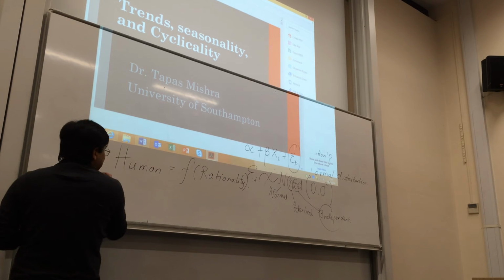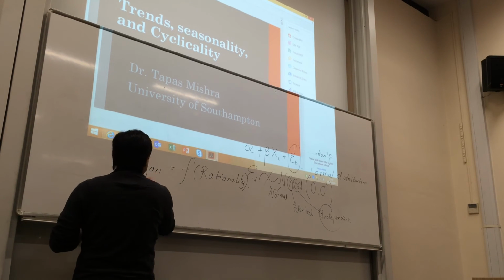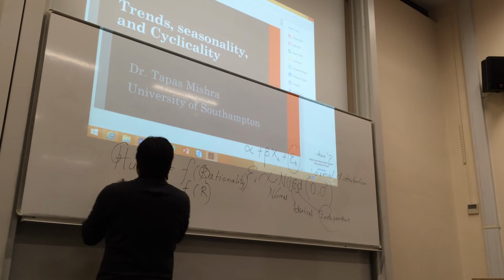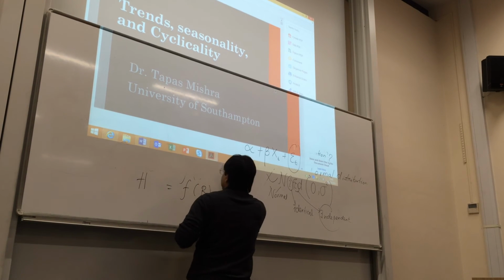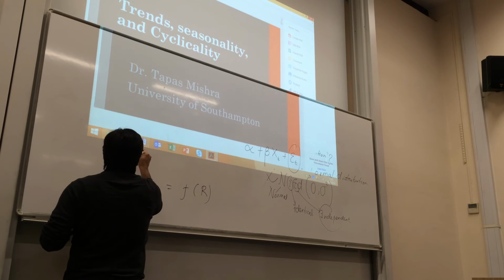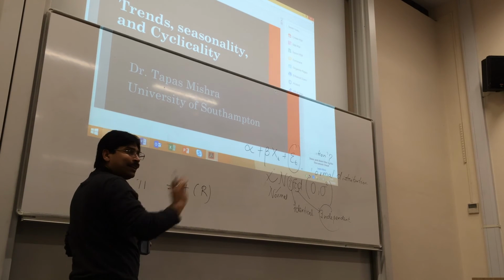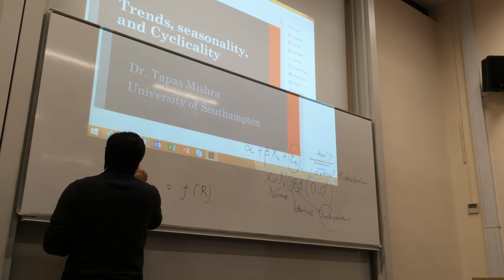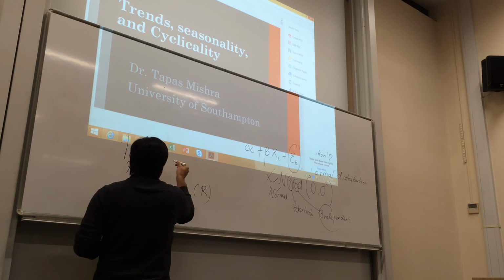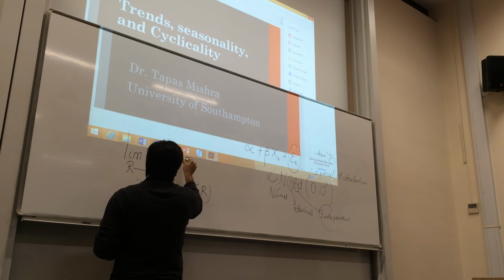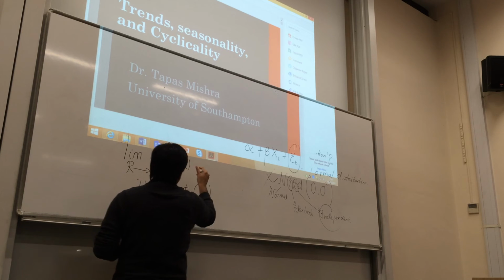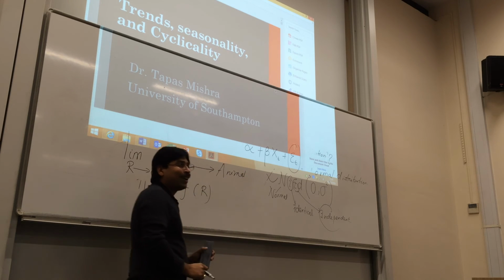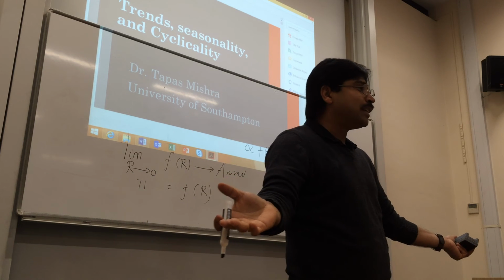Now, let me put this in a mathematical form. Let me say this is h, a function of r. Okay? Now let me put it this way. Limit. Some of you might have done limit, differentiation. Limit, say rationality tends to 0. Then the function of r tends to be animal. What do you think? Am I correct or not? When our rationality is 0, we are all animals.